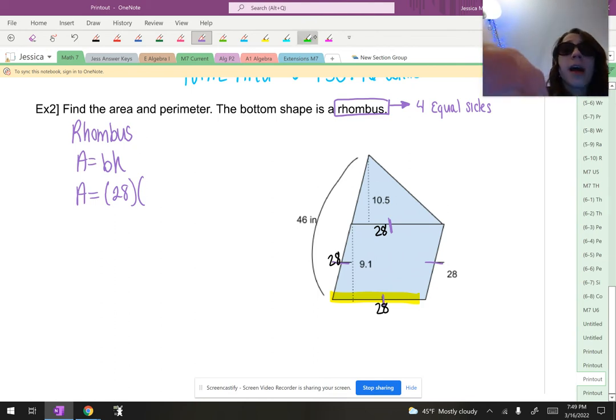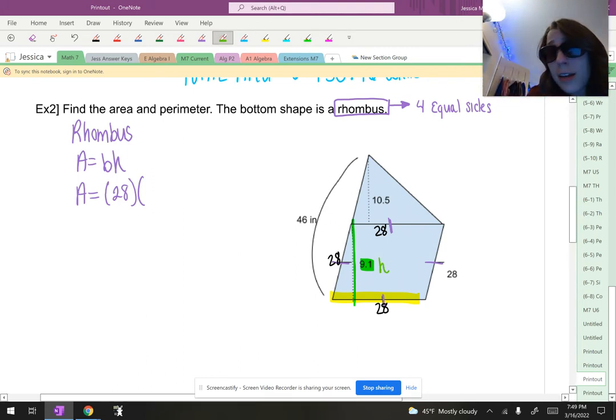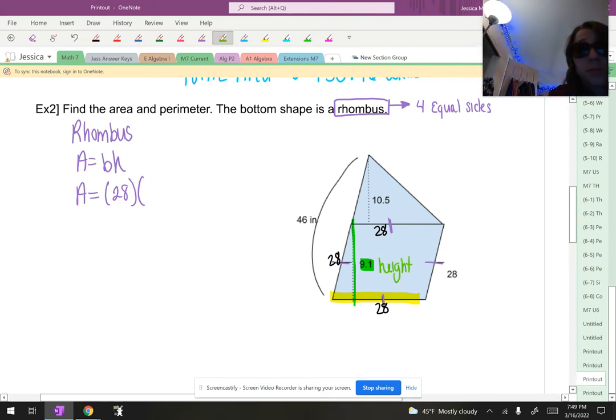No! Remember, that height, when you go to the doctor, you are not slanted. That is not the height. The height is that 9.1, that straight up and down height there. That 9.1 is the height. So now we can calculate that area. 28 times the 9.1 is going to give us a rhombus area of 254.8 inches squared.